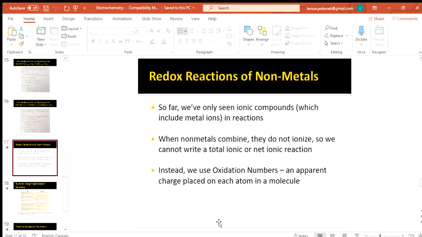Just one extra point that we have to talk about before we're done is that so far we've only looked at metals and we've been able to break things down into their ions. But we can actually have redox occur even with molecular compounds, so things that are all non-metals. We can't break those down into ions and write an actual total ionic or net ionic reaction. Instead, what we can do is assign them an apparent charge in its place, and that's called an oxidation number.